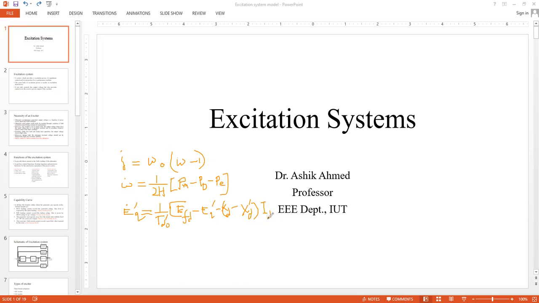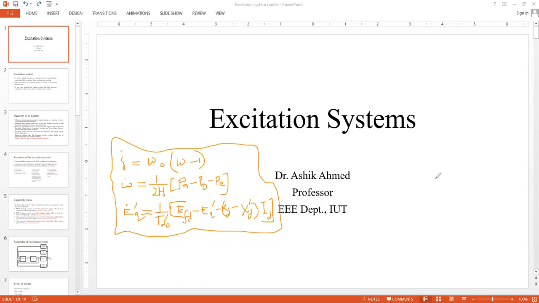And of course, there were some algebraic variables like Id and Pe specifically, besides the state variables and constants. So this was the model. And then we checked the linearized model also. For that, we checked the eigenvalues, we checked the stability, we checked how to obtain the linearized model, all those things.